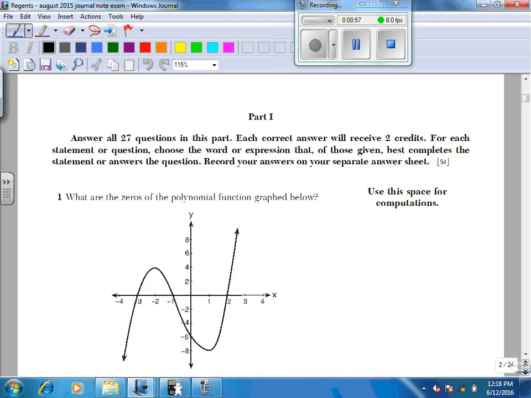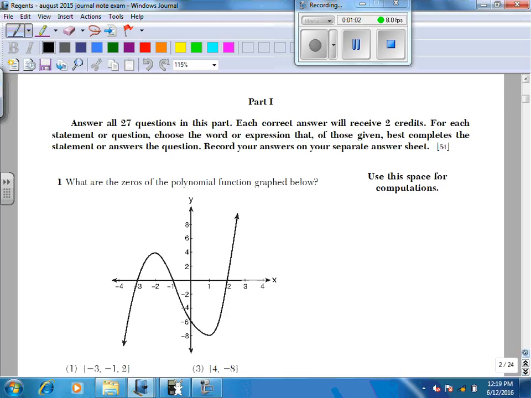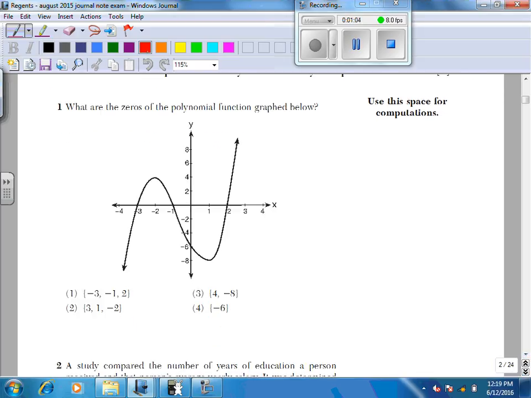So very first question, what are the zeros of the polynomial function? The zeros are where the graph intersects the x-axis, which would be -3, -1, and 2, choice 1.